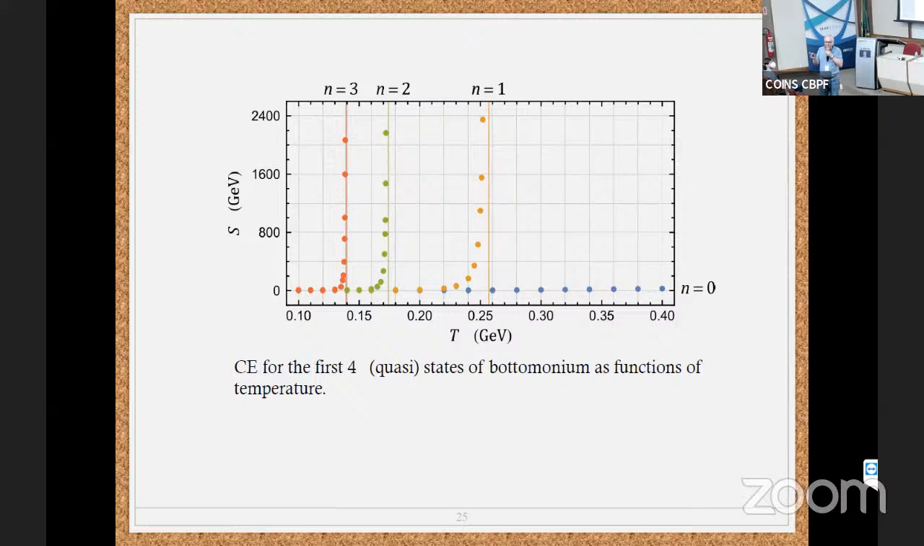So we found this interpretation: when a physical system like a quasi-state of bottomonium does not exist for temperatures greater than some value, the configuration entropy is not defined. And this is not wrong. This is a signal. Configuration entropy is telling us that the particle does not exist for higher temperatures. If one starts like we did, calculating in the forbidden region, it's infinite. You think something is wrong, but if you analyze the whole region, you see that this singularity is very important.